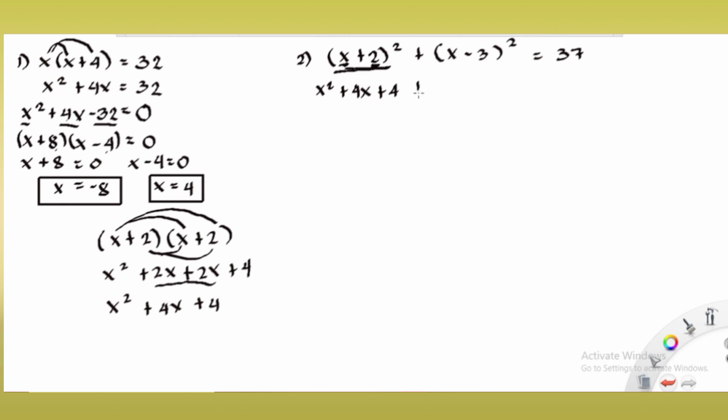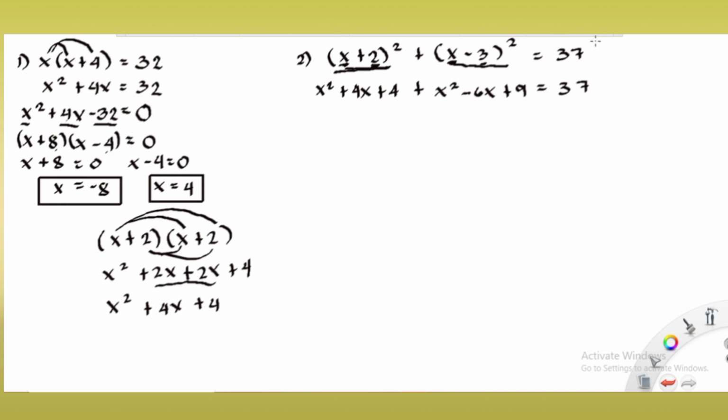Okay? So plus, we will copy this. And then the same, square of binomial pa rin to. Let's do special product. Square ng x, that is x squared. 2 times x is 2x. 2x times negative 3, negative 6x. And then square ng negative 3, that is positive 9. And then copy equals 37.